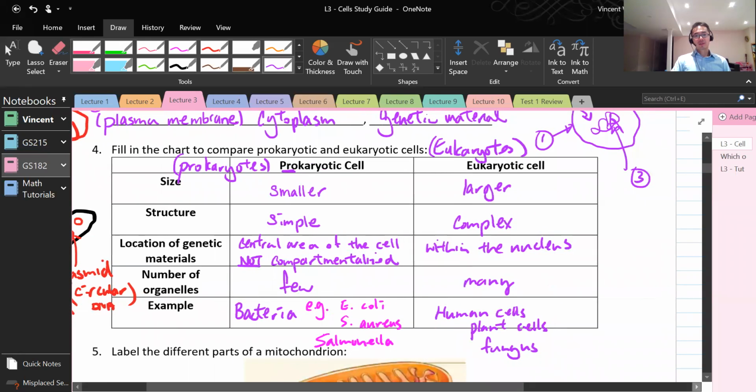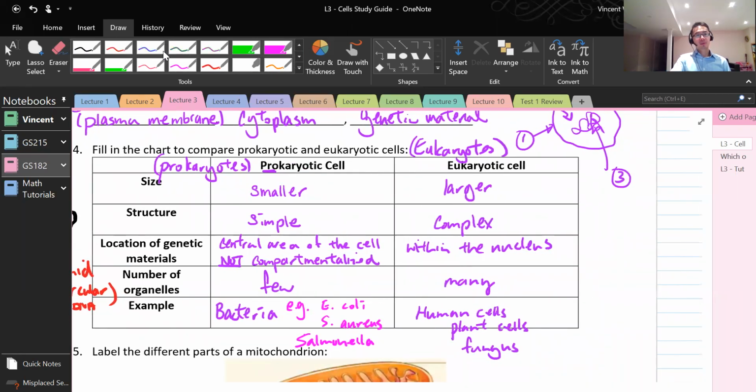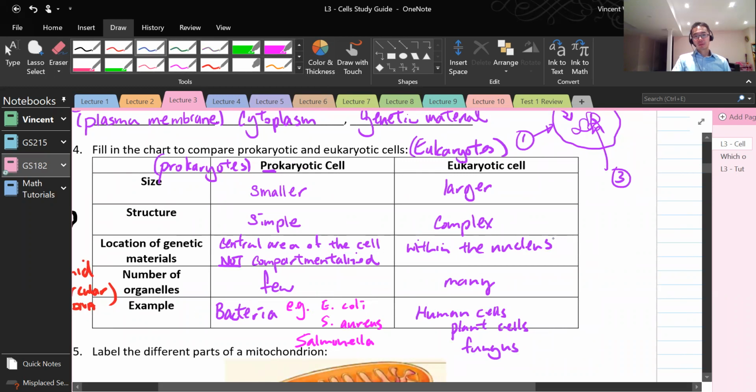Now I just want to put a little asterisk here. Eukaryotic cells, although they're supposed to have a nucleus, there are exceptions. So some human cells don't have a nucleus. Anybody know any example of a human cell that does not have a nucleus in it?